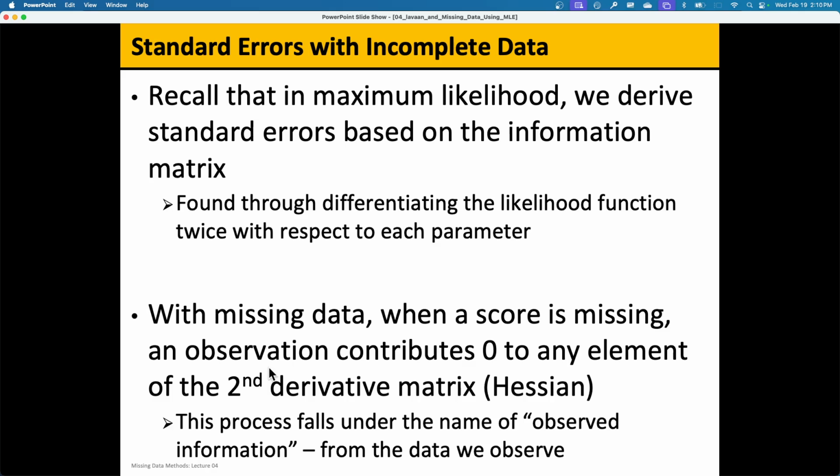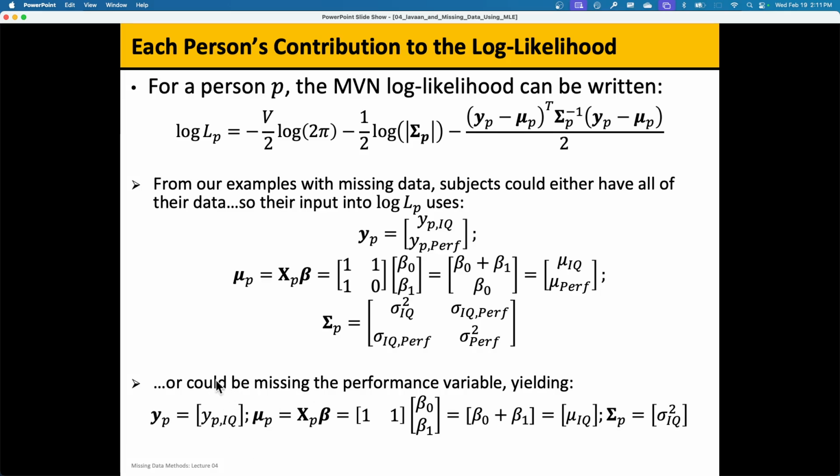But with missing data, when you have a score missing, an observation will contribute 0 to any element where the parameters involve that missing score. So for instance, if we have a person that only observed IQ, and we're after, from our model, 2 means, 2 variances, and a covariance, any one of these parameters not involving IQ does not get a contribution from that person's data, right? So we get no contribution to the mean of performance because we never observed that person's data, and we get no contribution to the covariance between IQ and performance.